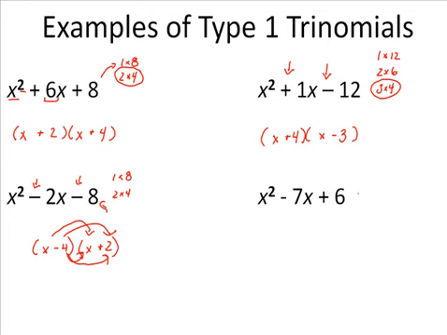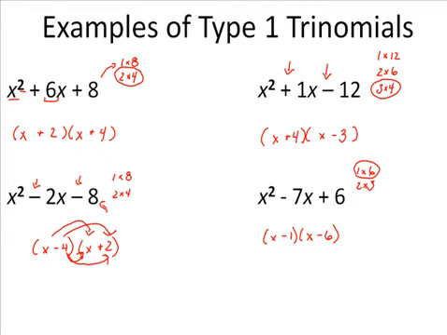Finally, the last one, numbers need to multiply to positive 6 and add to negative 7. In this case, I'm going to use 1 times 6. If both numbers were negative, then negative 1 times negative 6 multiply together to make positive 6, and negative 1 plus negative 6 add together to make negative 7. These are the types of trinomials you'll see most often and what you'll spend most of your time on.